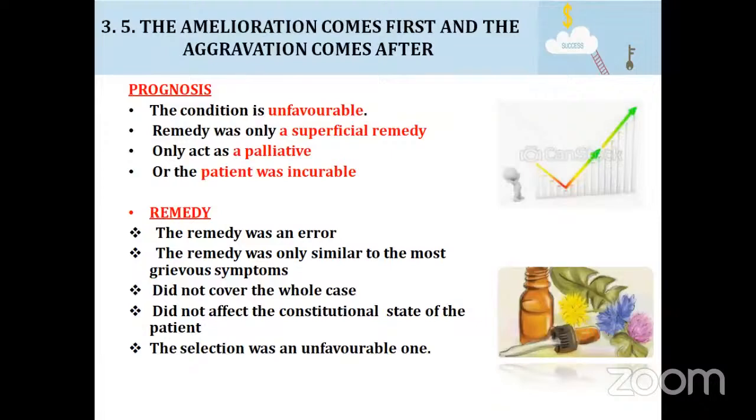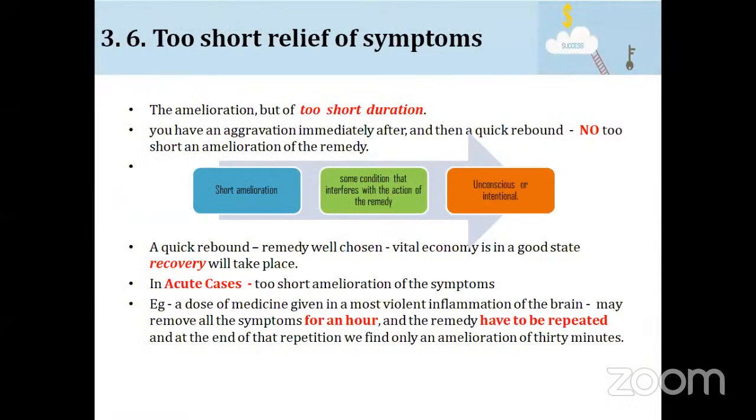The fifth observation gives an unfavorable condition because of the superficial palliative effect of the remedy. The next observation is that you have a relief of symptoms, but it is too short a relief of the symptoms. And the amelioration time is usually of too short duration. So why does it happen? That is what Kent is trying to relate. You have an aggravation immediately after, and then you have a quick rebound. And the amelioration is too short an amelioration of the remedy.